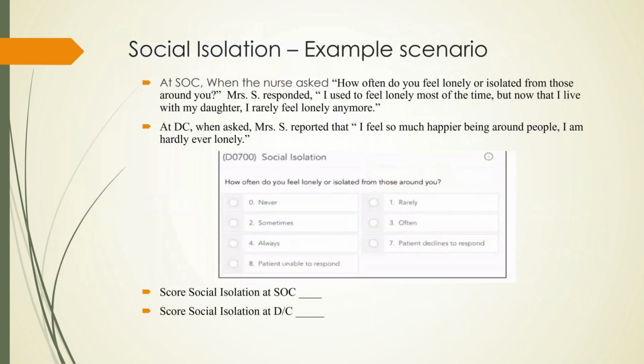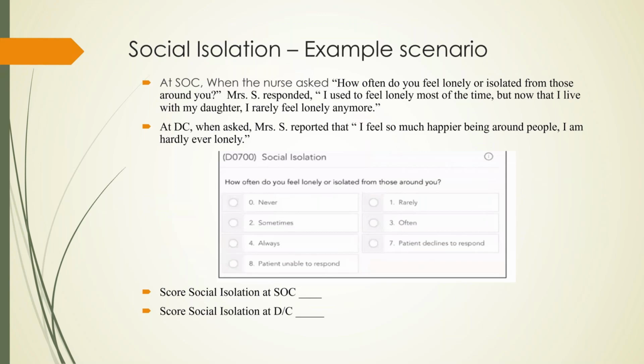Okay, so we have a scenario. At start of care, when the nurse asked, how often do you feel lonely or isolated from those around you, Mrs. S responded, I used to feel lonely most of the time, but now that I live with my daughter, I rarely feel lonely anymore. So at start of care, how are we going to answer? How would you mark this? Rarely, right.